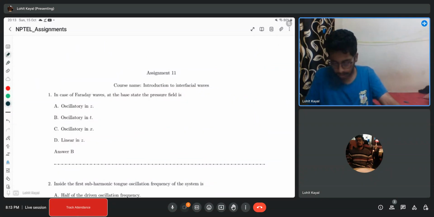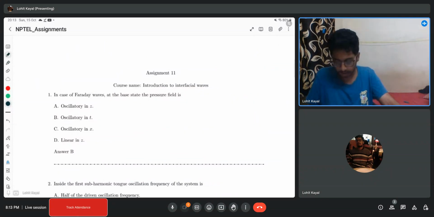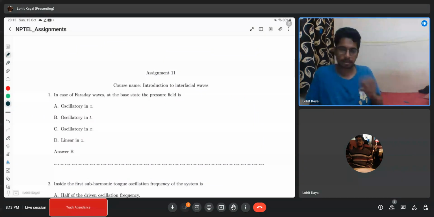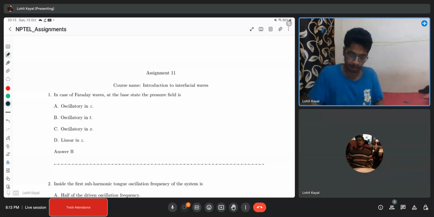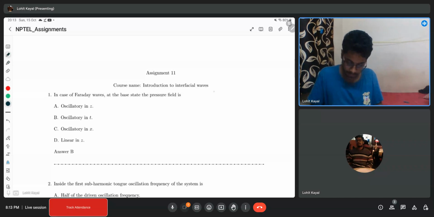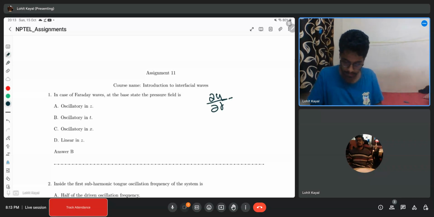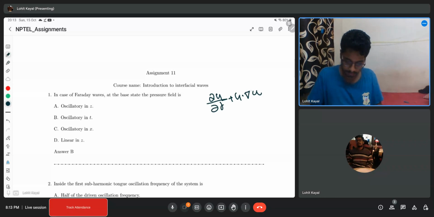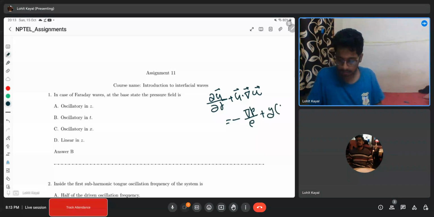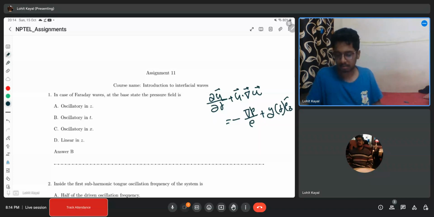In case of Faraday waves at the base state, the pressure field is oscillatory in Z, oscillatory in T, oscillatory in X, or linear in Z. That is one interesting question because I haven't discussed this. So consider your Euler equation: del U del T plus U dot grad U, a vector, is equal to minus grad P by rho plus G(T) Ez, right?